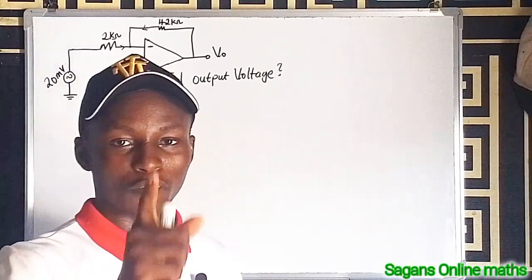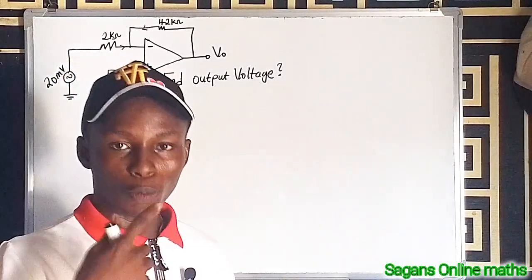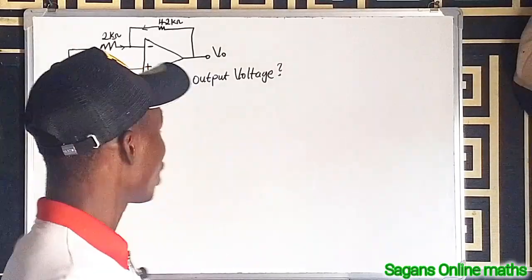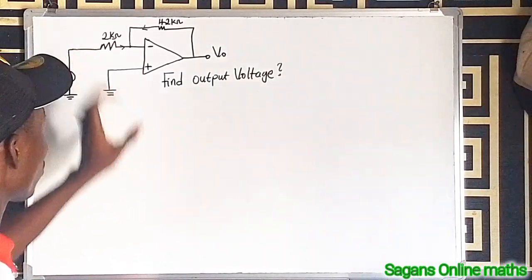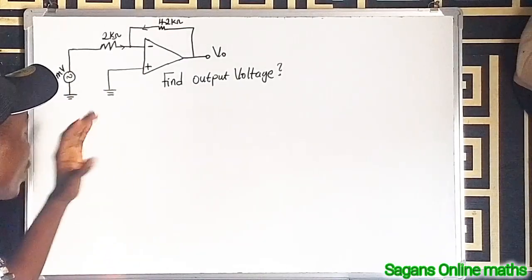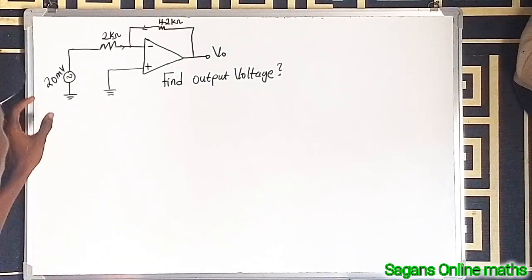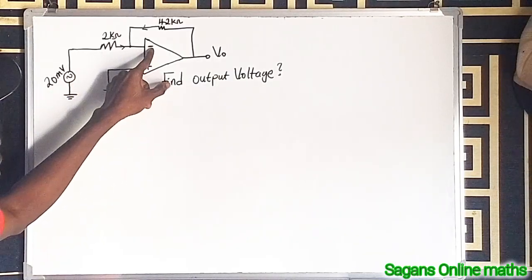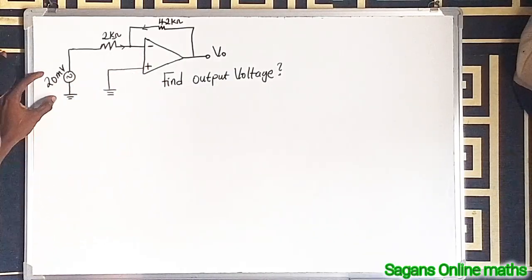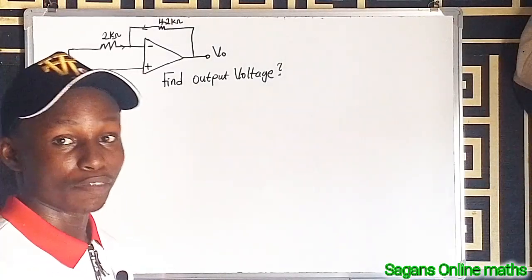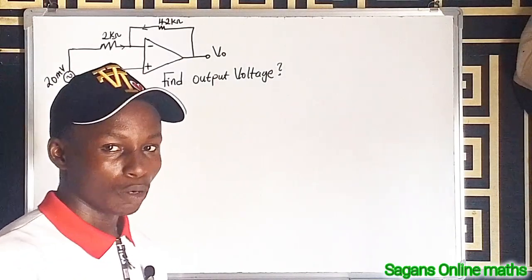Can you solve this question on operational amplifiers, which are also known as op-amps? Now, this is an inverting op-amp. Why is it called inverting? It is called inverting because the V in, which is the input voltage, is at the negative side. But whenever the input voltage is at the positive side, it is known as the non-inverting op-amp.